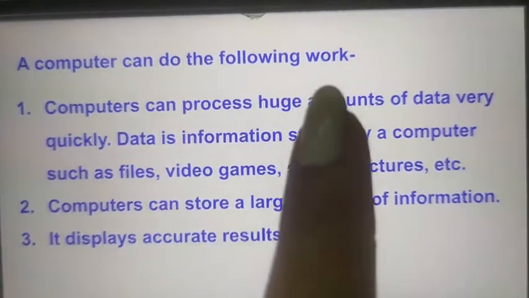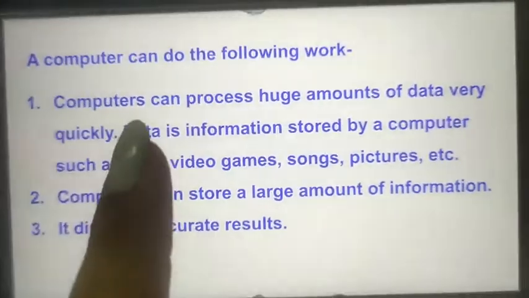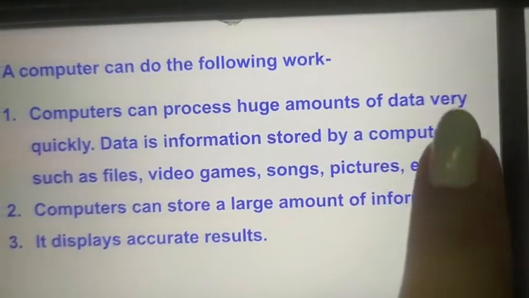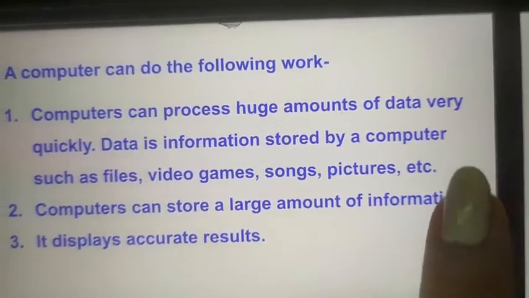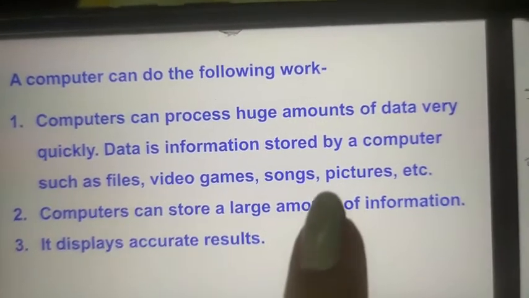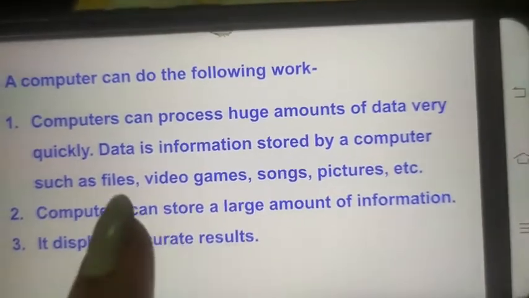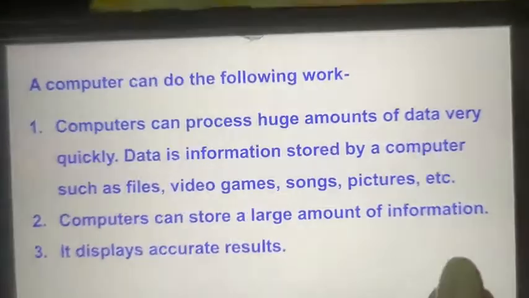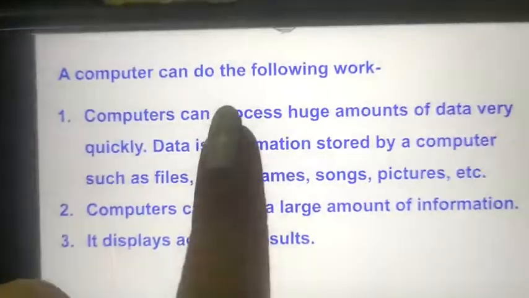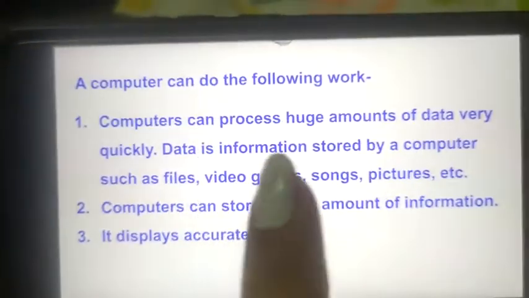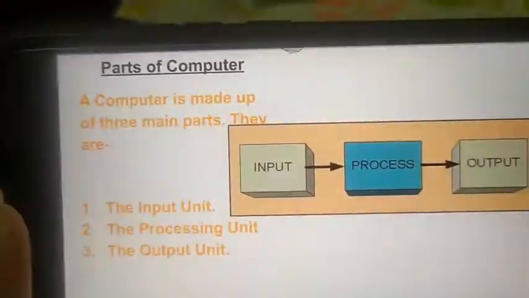A computer can do the following work. First, a computer can process huge amounts of data very quickly. Data is information stored by a computer such as files, videos, games, songs, pictures, etc. Second, a computer can store a large amount of information. Third, it displays accurate results. So these all are the work which is done by the computer system.